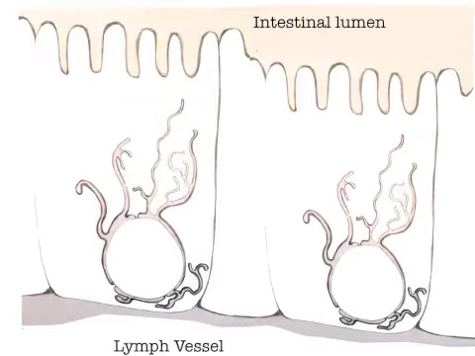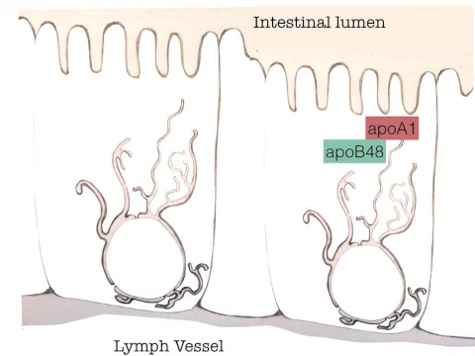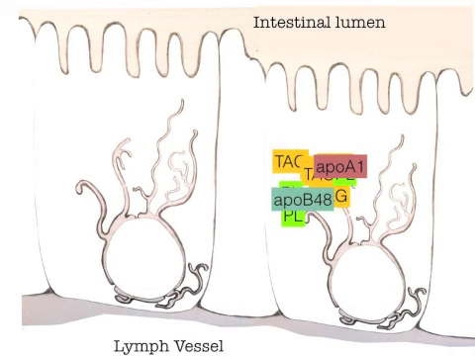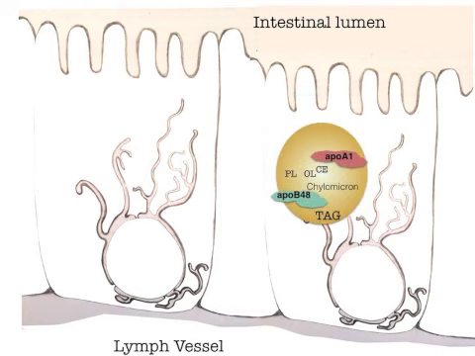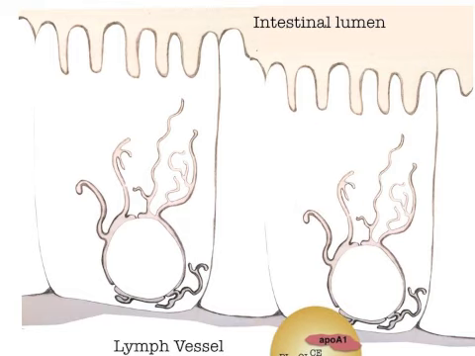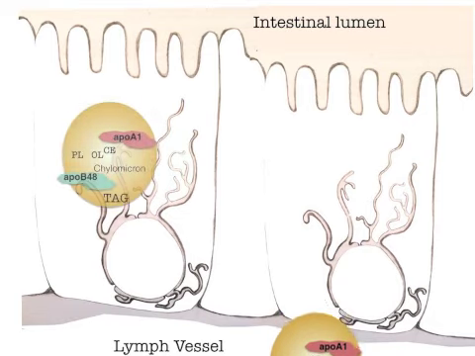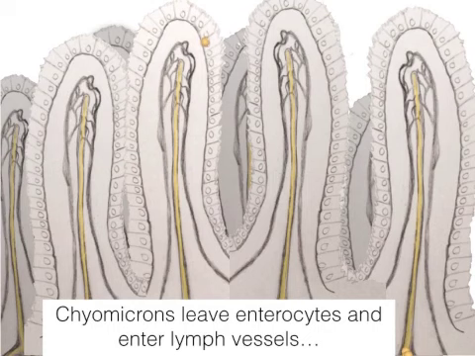Let's take a look at this. Here we see epithelial cells of the intestine. These are enterocytes. In the enterocytes, apolipoproteins and lipids come together to form chylomicrons. These consist of triacylglycerols, cholesterol esters, phospholipids, and other lipids. And they contain ApoB48, as we just saw, and another apoprotein, ApoA1. These are constructed, and then they enter the lymphatic vessels that underlie the epithelial cells.